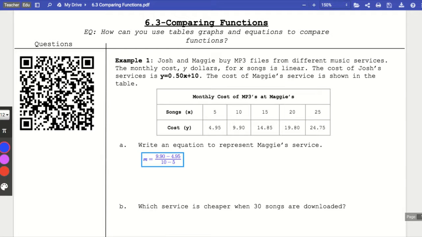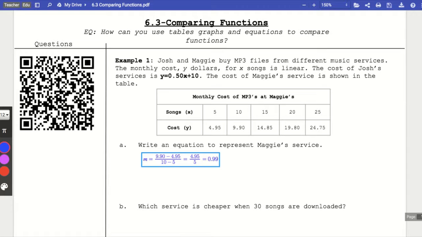990 minus 495 is 495. And then 10 minus 5 is 5. So I have 495 over 5. And then if I just divide 495 by 5, I'm going to get 0.99. So this tells me that Maggie's is costing 99 cents per song, because that's the slope. So then what I need to do now is make an equation.